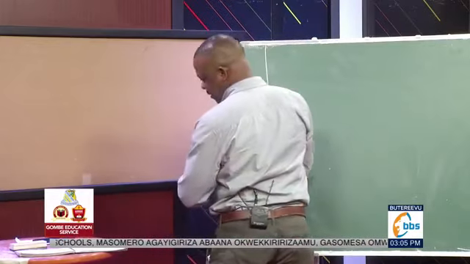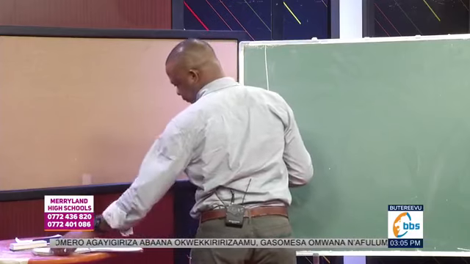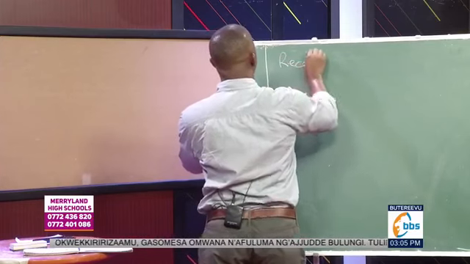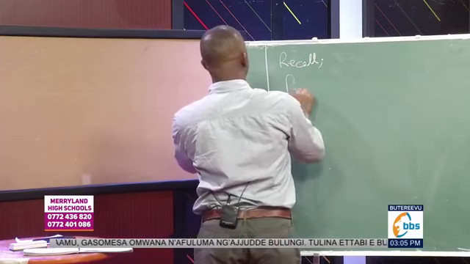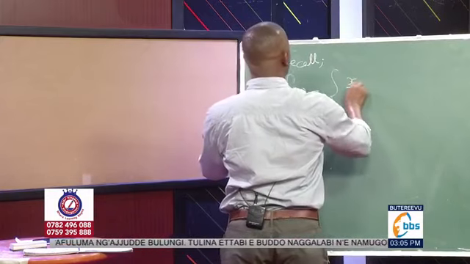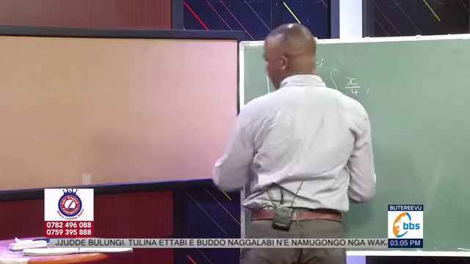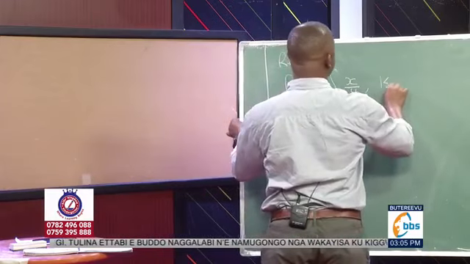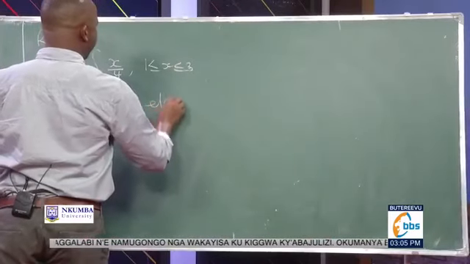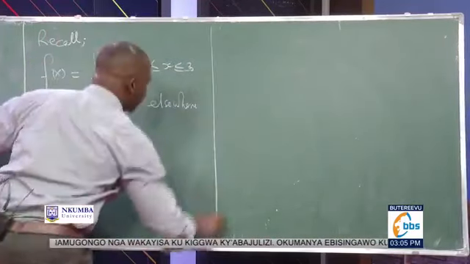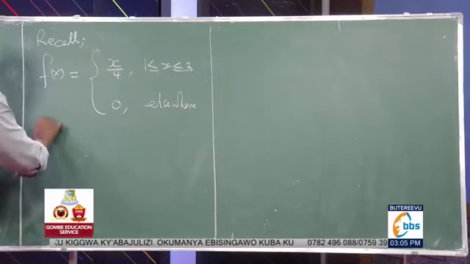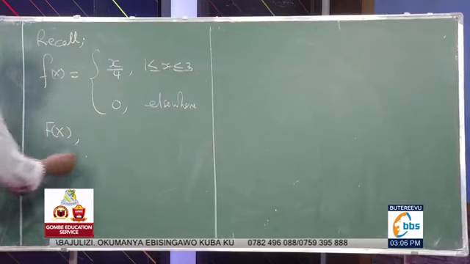We had one of the numbers given as f of x being equal to x out of 4 with a range of 1 to 3 and 0 elsewhere. And you were asked to find the cumulative distribution function and also sketch.